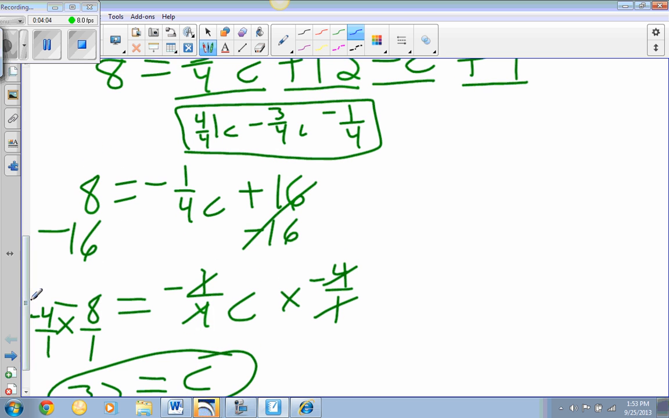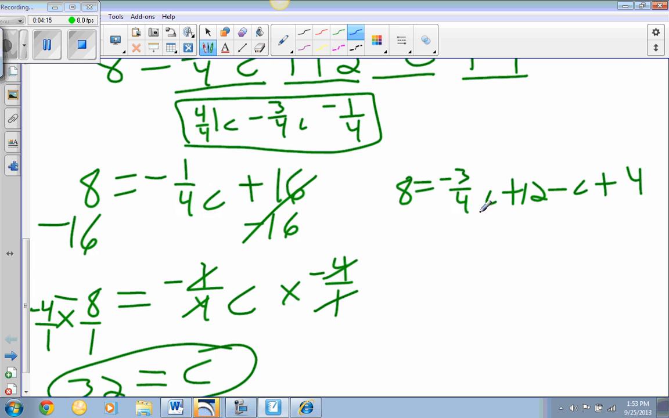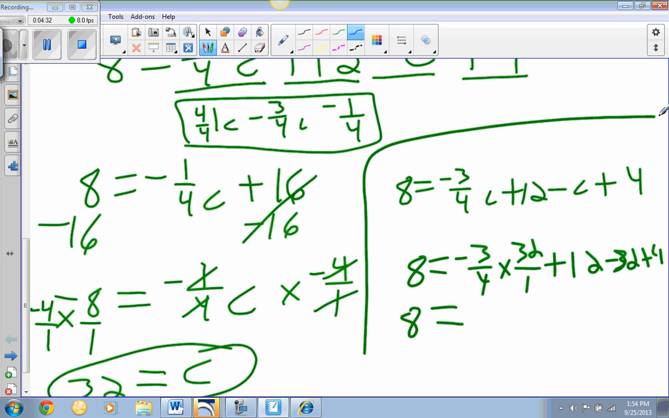Well, plug it back in and see. Let me rewrite my original equation so I can see what I need to plug it into. What was that number? Number 4. All right, so if I plug it back in, 8 equals 3/4 times c, which is 32/1, plus 12 minus 32 plus 4. So 8 equals, this I'm just checking to see if it works. So this 32 and this 4 I could have reduced to make it easier. So I have a 24 plus 12 minus 32 plus 4.